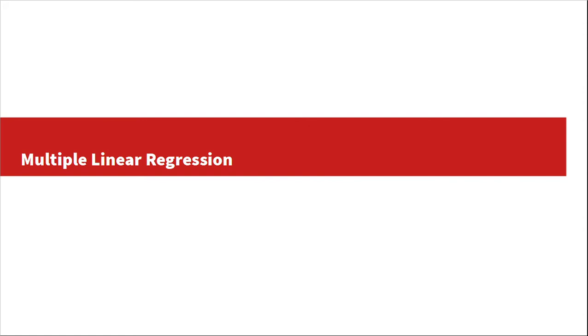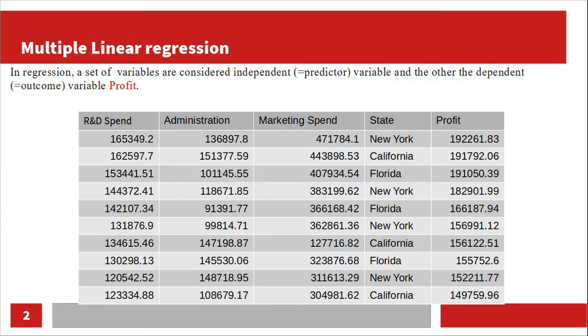Suppose that you have a company and you would like to know, in this example, how much profit you will gain if you spend an amount of money on research and development, on administration, and on marketing spend, with the company located, for example, in New York or any city. This data set is 50 startup data sets.